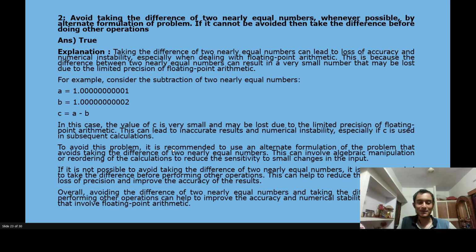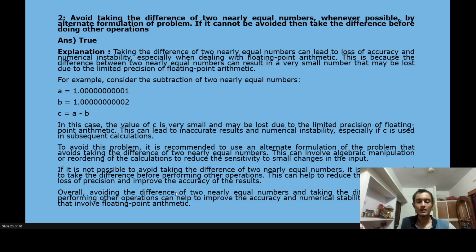To avoid the problem, it is recommended to use an alternate formulation of the problem that avoids taking the difference of two nearly equal numbers. This can involve algebraic manipulation or reordering of the calculation to reduce the sensitivity to small changes in input. If it is not possible to avoid taking the difference of two nearly equal numbers, it is recommended to take the difference before performing other operations. It can help to reduce the impact of loss of precision and improve the accuracy of the result.